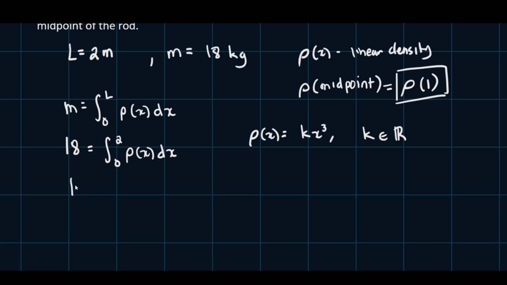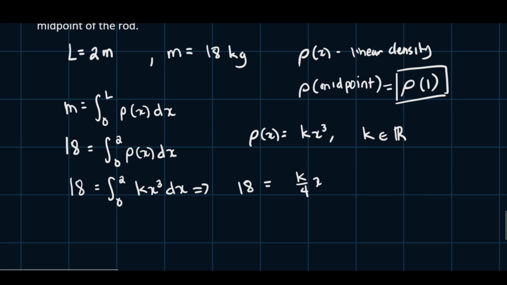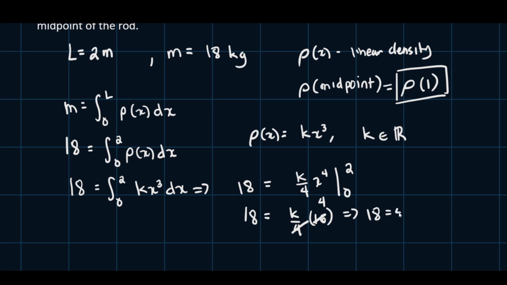So, let's substitute this. 18 is equal to the definite integral from 0 to 2 of kx cubed dx. Applying FTC2, this would mean 18 is equal to k over 4 x to the 4th, evaluated from 0 to 2. Now, at x equals 0, this is just 0. So all we have to do is evaluate at x equals 2 and solve for k. At x equals 2, we have 18 equals k over 4 times 16. Simplify. So we have 4, so 18 equals 4k, or k equals 9/2.